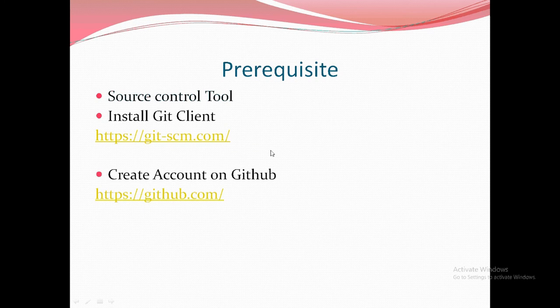So there are many source control tools in the market. Git is one of them. Then there is Tortoise SVN and a lot of other tools. So we'll go ahead with Git. The second prerequisite is to install a Git client on your machine.